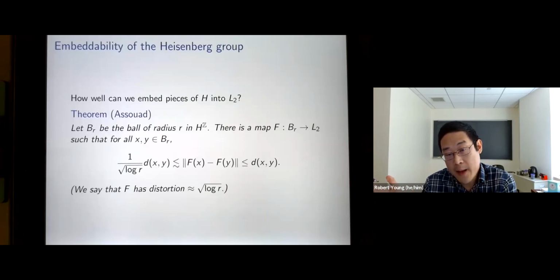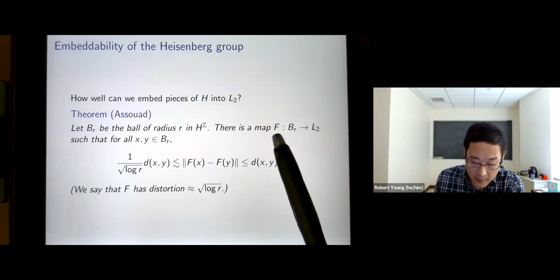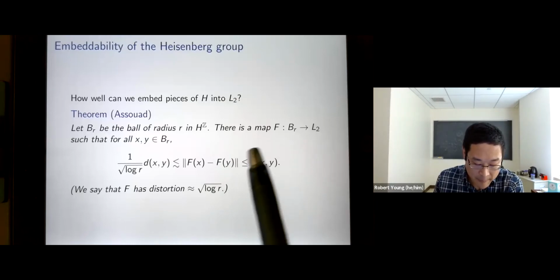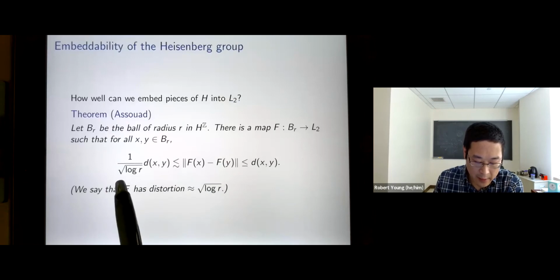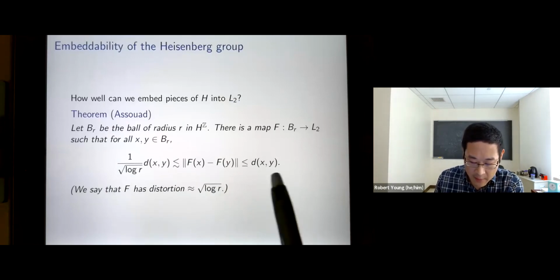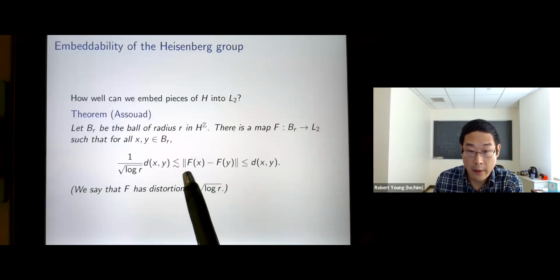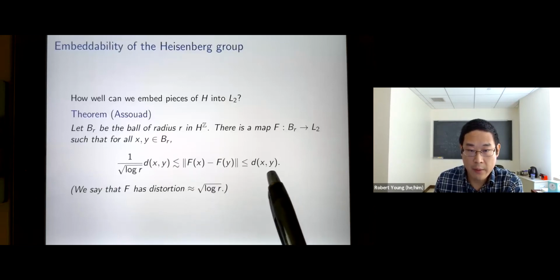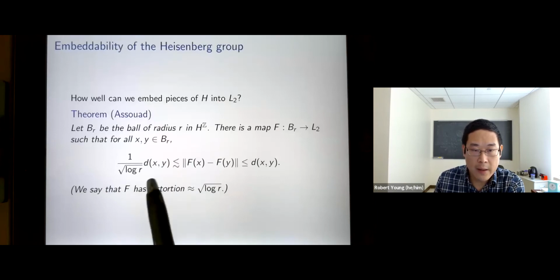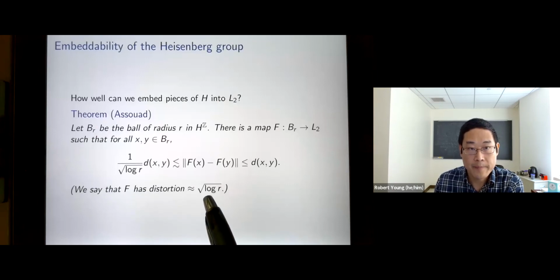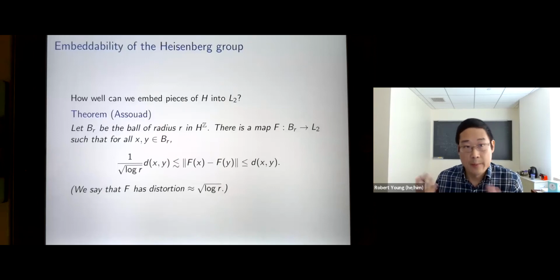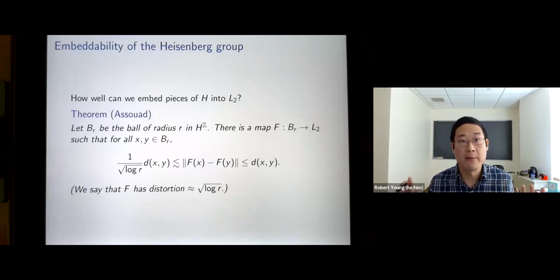And Assaf's embedding theorem says that, in fact, there's a map from this finite subset to Hilbert space, which satisfies this inequality. So on one hand, the map is distance decreasing. The distance between f of x and f of y is at most the distance between x and y. On the other hand, it doesn't decrease distances by too much. It doesn't decrease distances by more than a factor of 1 over root log r. And so a map like this, we say, has distortion on the order of root log r. And smaller distortion means that it preserves the metric better.